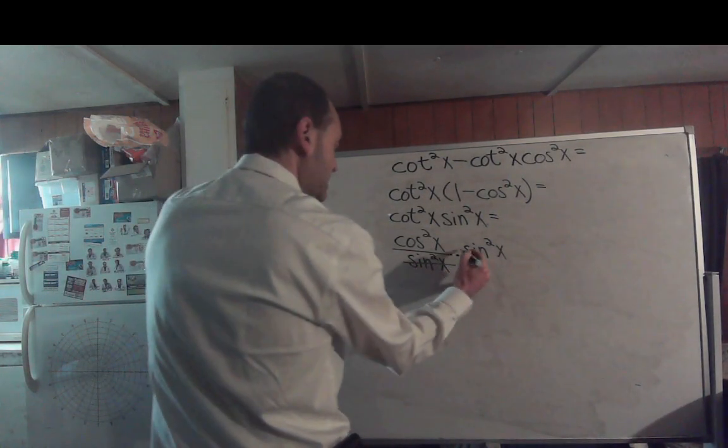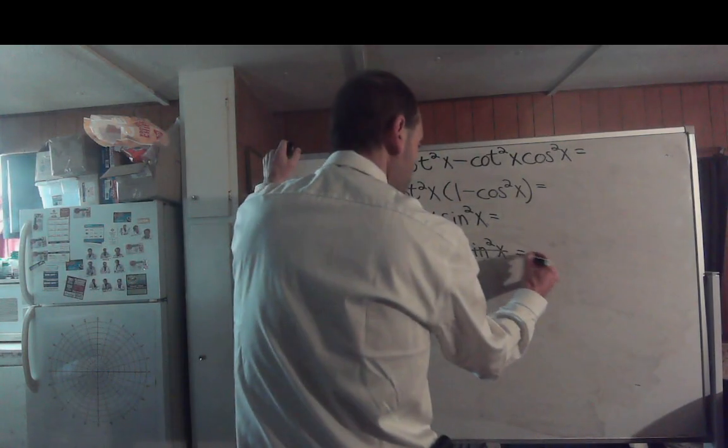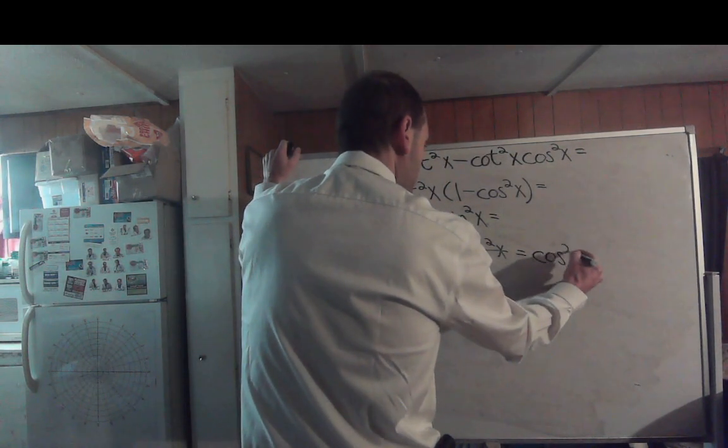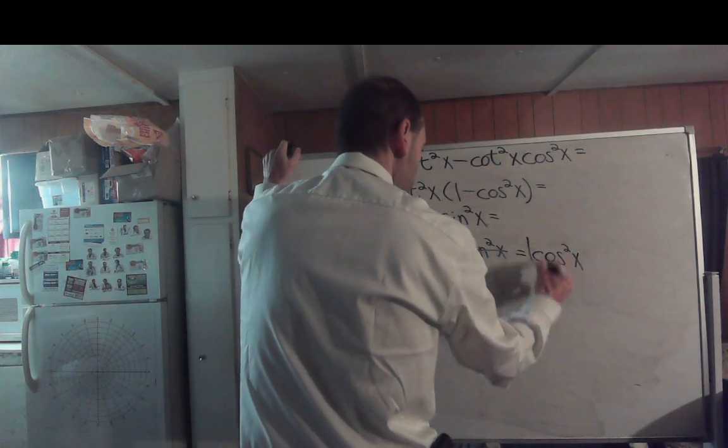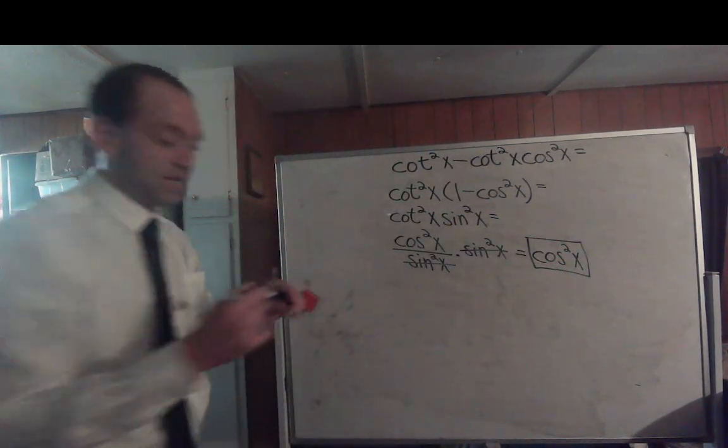And your sines cancel. You're just simply left with the cosine squared of x. That should be your final answer. Cosine squared of x.